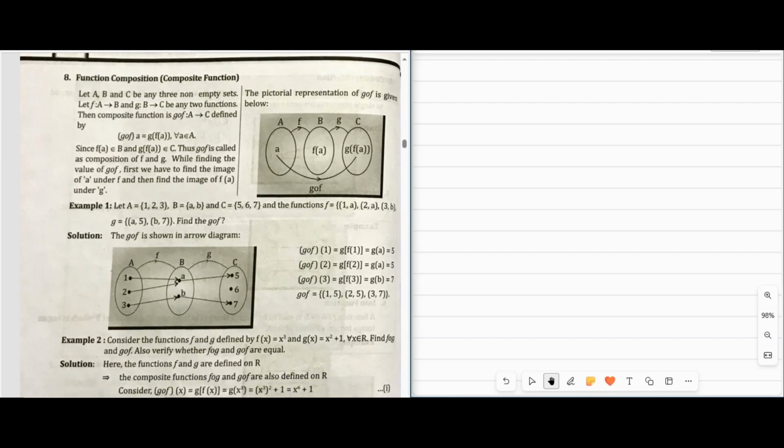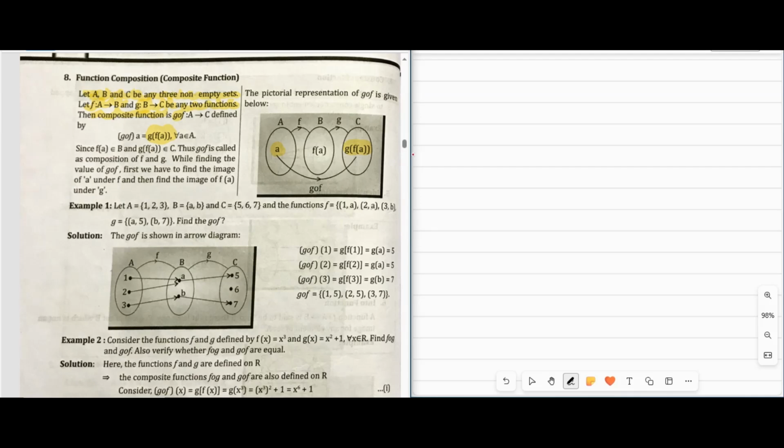Next one is called the composite function. What is a composite function? Let A, B, and C be any three non-empty sets. Let f from A to B and g from B to C be any two functions. The composite function is gof from A to C, defined as gof of a, that is g of f of a.